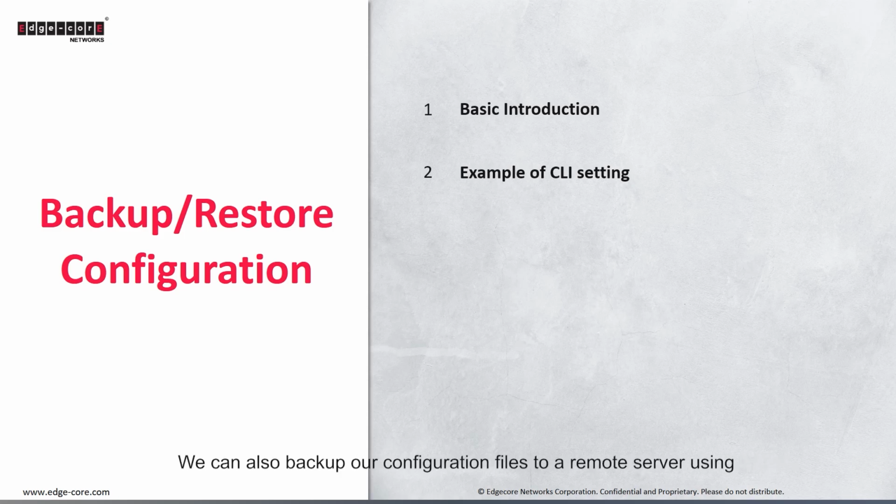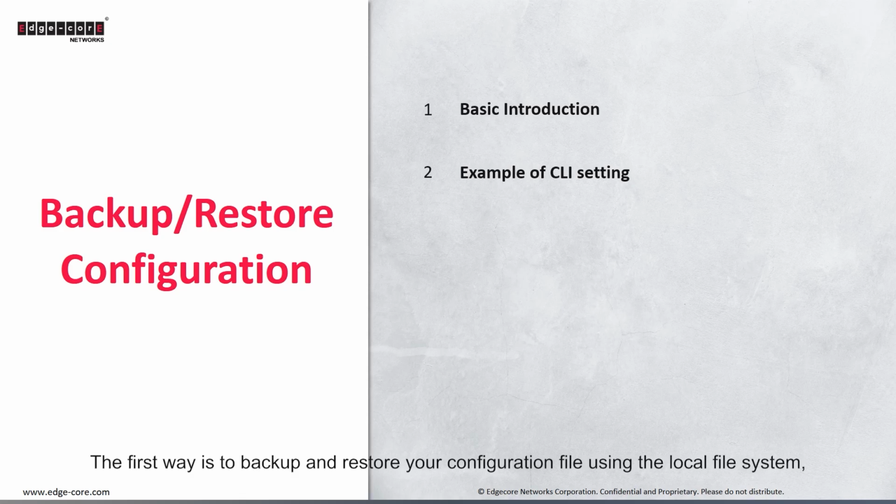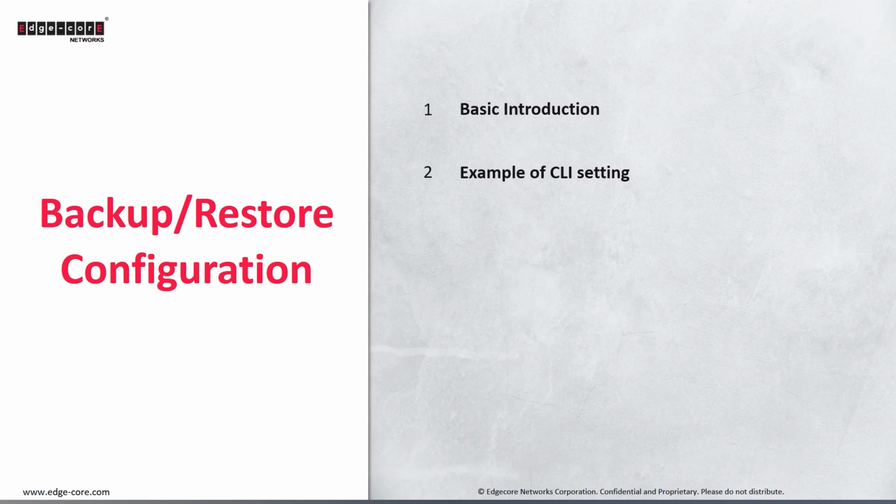We can also back up our configuration files to a remote server using different file transmission protocols such as TFTP, FTP, SFTP, FTPS, SCP, and HTTP. You will learn 2 ways to backup or restore your configuration file in this section. The first way is to backup and restore your configuration file using the local file system, and the second way is to backup and restore your configuration from a remote server or to a remote server.